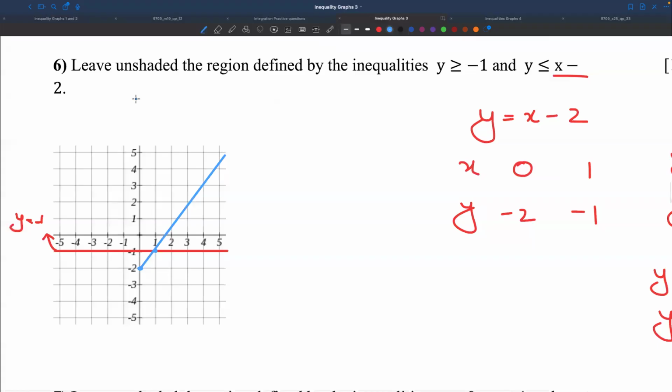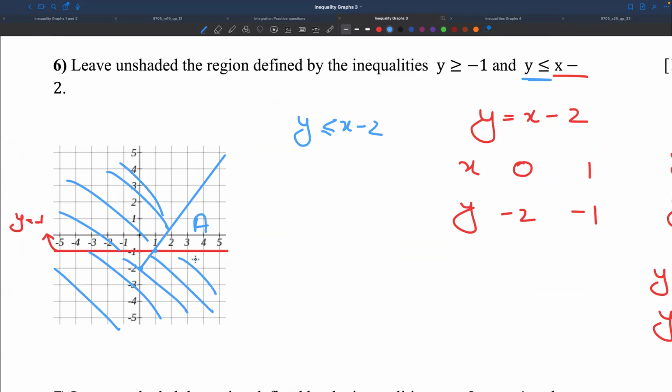Now, let's leave unshaded the region defined by the inequalities: y greater than minus 1, above the red line, and less than or equal to x minus 2, which means below this line. So you have this region, let's call it region A, which will be left unshaded. Everything else you will shade. This region is less than y equals x minus 2 and greater than y equals minus 1. Most of the exam will ask you to shade or put a letter on the region. This worksheet is slightly different. It is asking to leave it unshaded.